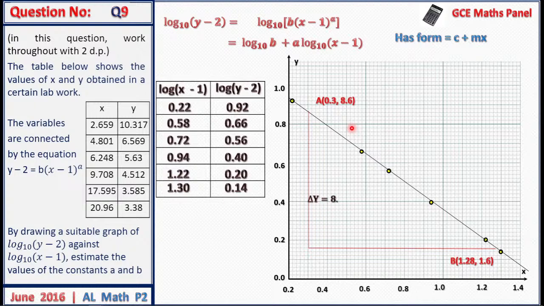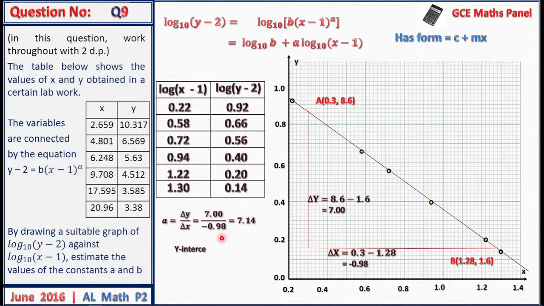So how do we get our gradient? Gradient is change in y over change in x. Our change in y is 7.00, and our change in x is minus 0.98. So our a is change in y over change in x, and that gives us 7.14.